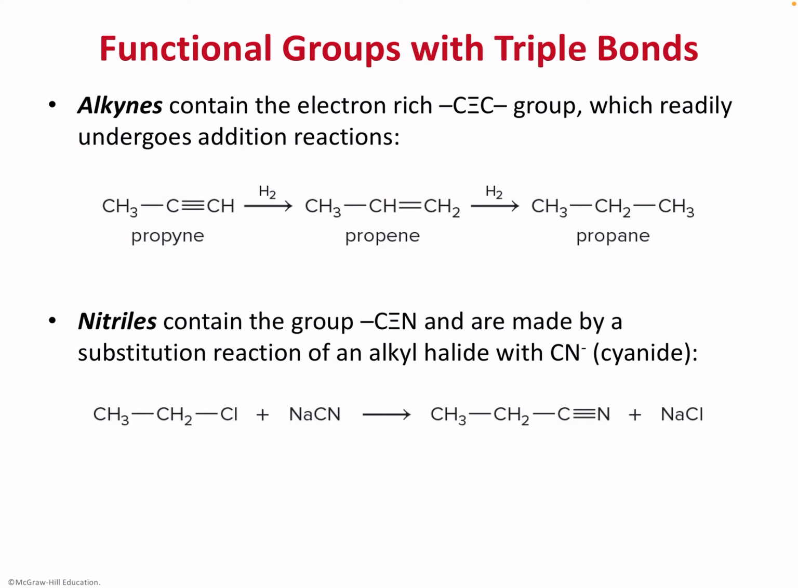Functional groups with triple bonds. Alkynes contain the electron-rich carbon-carbon triple bond, which readily undergoes addition reactions. Propyne, an alkyne, with hydrogen can remove one of the pi bonds and give a double bond. A triple bond became a double bond. And if you add more hydrogens, it will become completely saturated, propane. Another triple bond is a nitrile, carbon-nitrogen, made by substitution reaction of an alkyl halide with cyanide. Alkyl halide with cyanide forms a triple bond.